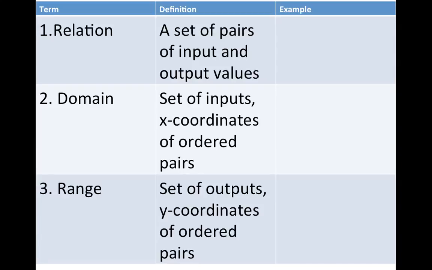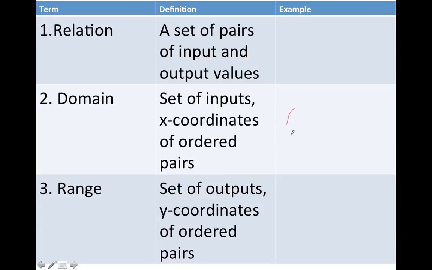Number 1 is a relation, a set of pairs of input and output values. 2 is domain, the set of inputs, the x coordinates of our ordered pairs. And 3 is range, the set of outputs, or the y coordinates of our ordered pairs.